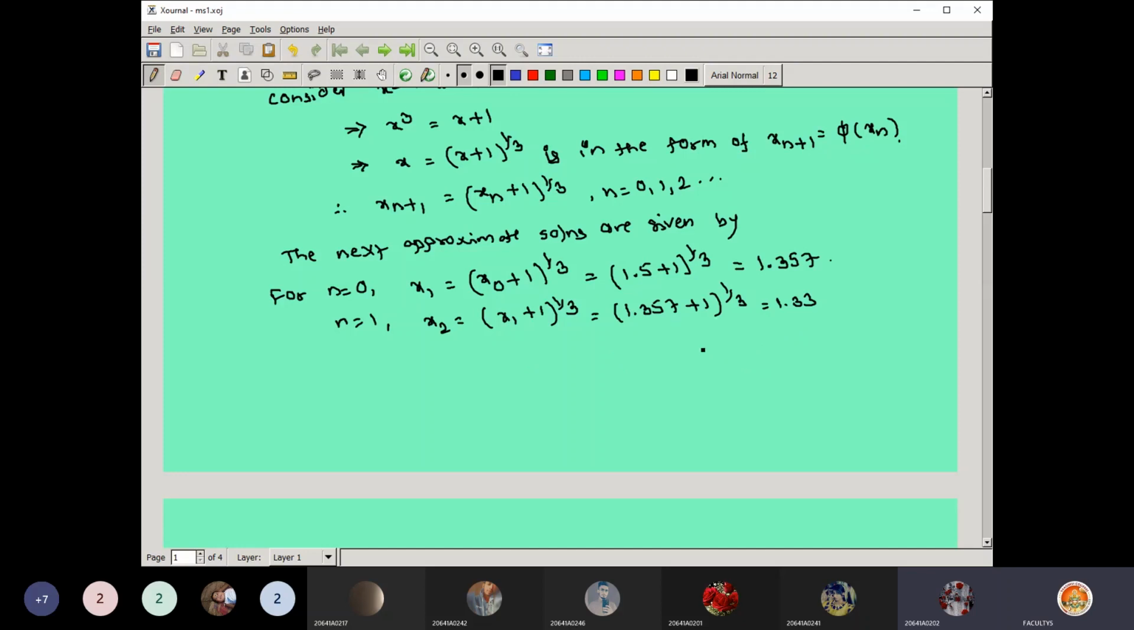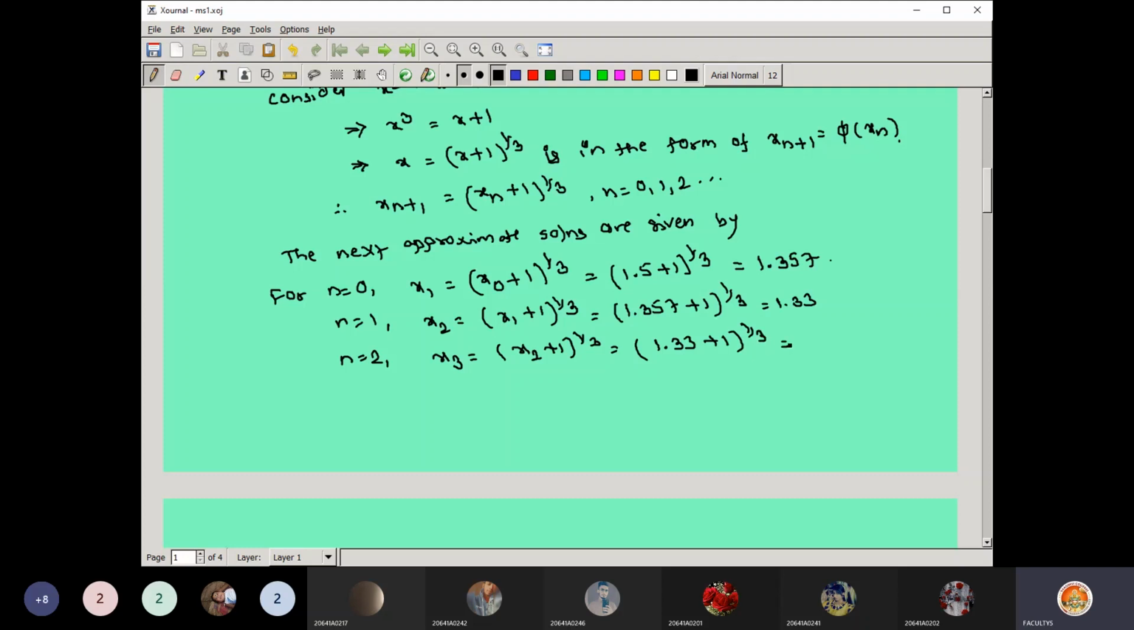Right. So if I want to stop the procedure, you just look at the last approximate solutions. 1.357 is there, here 1.33 is there. Can you say that they are equal? No, somewhat a difference is there. So in that case you go for the next value, n equal to 2. That means on the left hand side x3 equal to right side (x2 plus 1) whole power 1/3. x2 is already calculated as 1.33, and here it is plus 1 power 1/3.